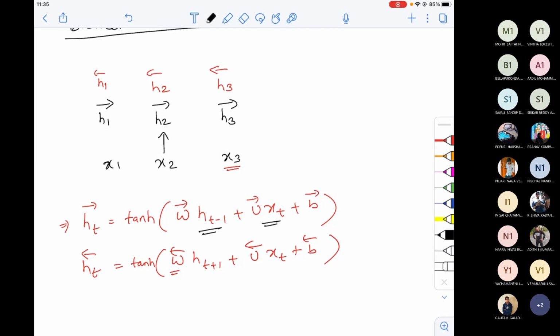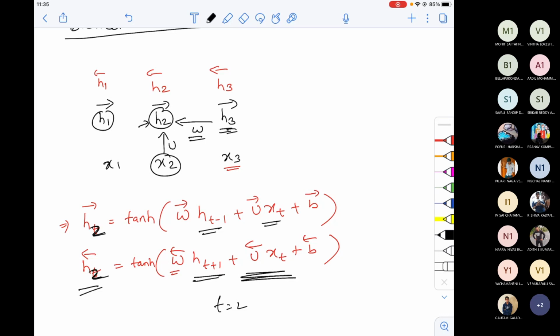If you observe, I will have weights here, W backward. For this H2, the input will be X2, that means U into X2. But H2 receives input not from H1, it receives from H3. H3 is nothing but HT plus 1, because T is 2 here in our case. So it is W into H3 plus U into X2 plus B bar. So this is HT in the reverse direction. Now I have the context for H2 in the forward direction and H2 in the backward direction.